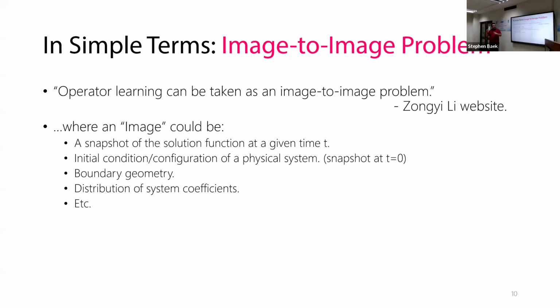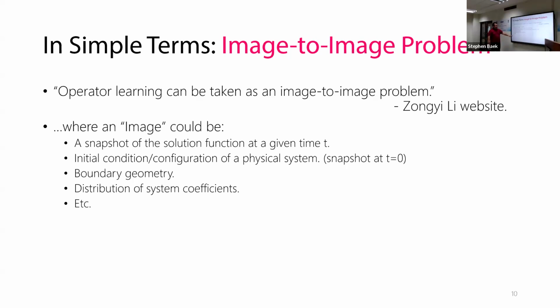Another thing that could be considered as an image is the boundary geometry. Let's say you have some interesting looking pipe, and you want to analyze the fluid flow inside of that pipe. Then the geometry of the pipe could be represented as a binary image where the inside of the pipe is filled with ones and the outside of the pipe is filled with zeros, right? From that boundary geometry as an input, and maybe some other images as additional inputs, what is going to be the flow at time t equals some tau could also be a problem that you might be able to solve.